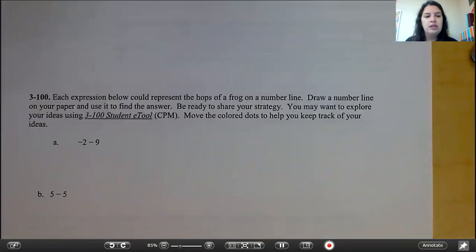Problem 3-100 says, each expression below could represent the hops of a frog on a number line. Draw a number line on your paper and use it to find the answer. Be ready to share your strategy. You may want to explore your ideas using the 3-100 Student eTool CPM. Move the colored dots to help you keep track of your ideas.